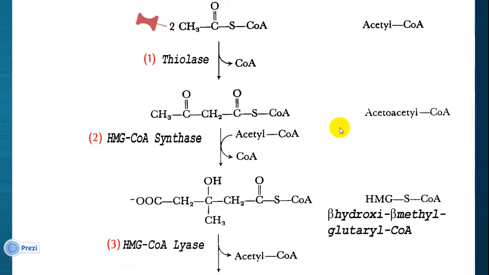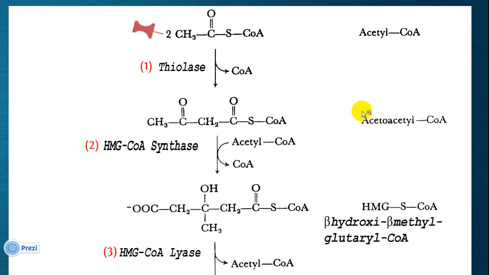Now to the acetoacetyl-CoA, we will add another acetyl-CoA. So in the first step, I combined 2 acetyl. In the second step, I added another acetyl to those 2 acetyl. So here I have a compound that contains 3 acetyl. I think it's very simple. In the beginning, we combined 2 acetyl, and after that, we added 1 acetyl to the acetoacetyl. So we have this compound.